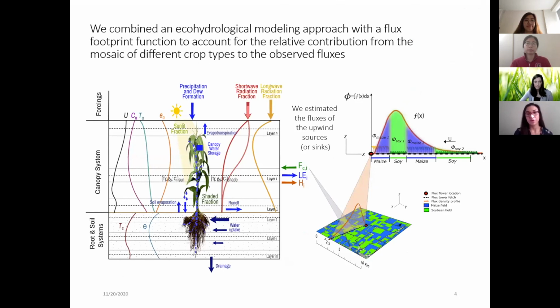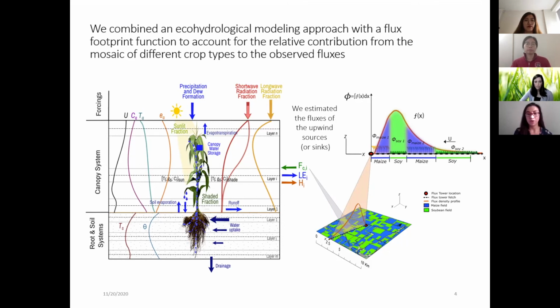In this figure, we have the schematic of the one-dimensional flux footprint that captures the organized heterogeneity of the maize and soybean mosaic. We use land cover data from the USDA that shows a mosaic of maize and soybeans surrounding the flux tower, and we had that for each year of analysis. So we know in which location we had corn or soybean every year.